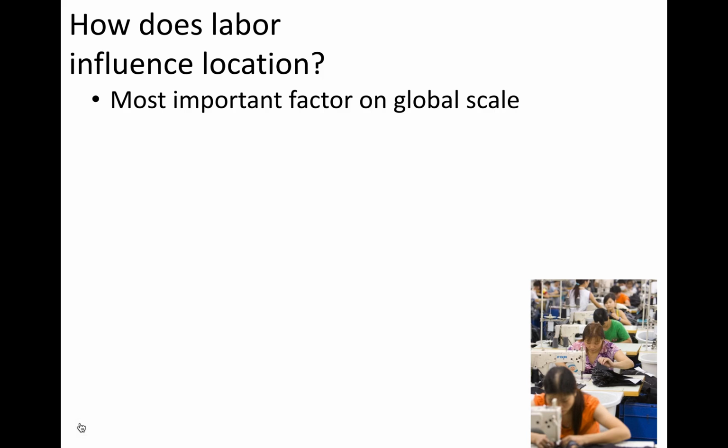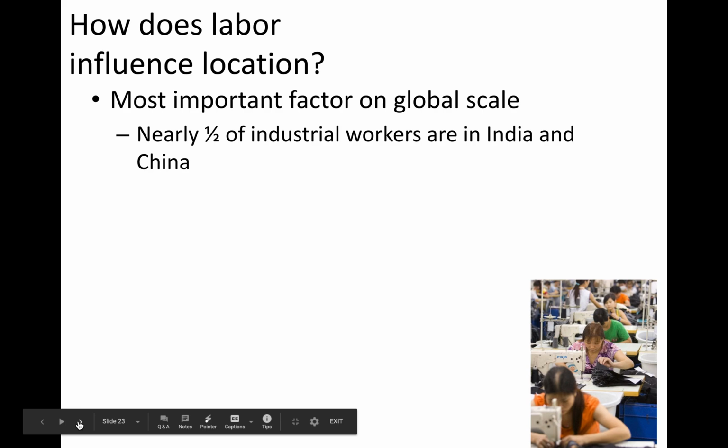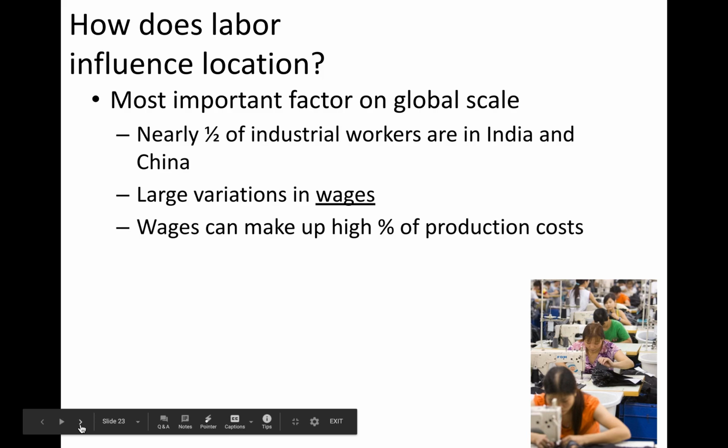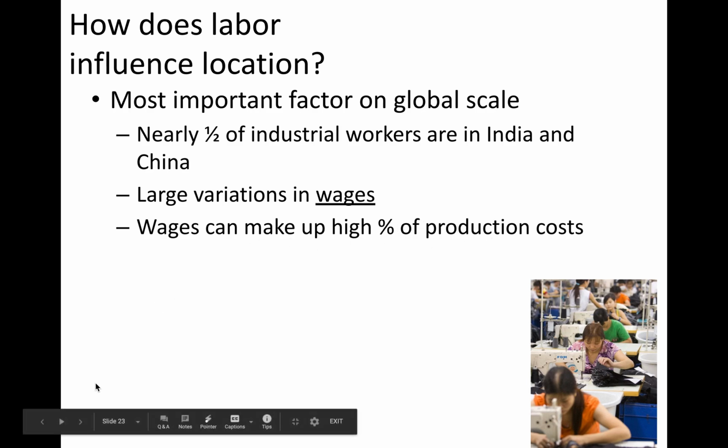When we talk about location, the most important factor is the global economy or the global scale. Half of industrial workers are in India and China. There's a variation in wage. They're known as intensive wage earners, meaning the production cost, most of it comes from labor costs and not of materials or capital.